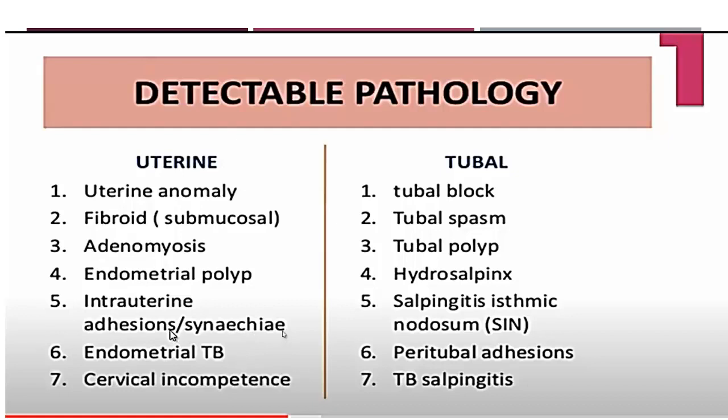This is what we can see on hysterosalpingiography in the uterus, but of course we see only the cavity and we could not detect the myometrial lesions or the associated pathology. Regarding the tubal pathology, we have tubal block, tubal spasm, tubal polyp, hydrosalpinx, salpingitis isthmica nodosa, peritubal adhesions, and TB salpingitis.